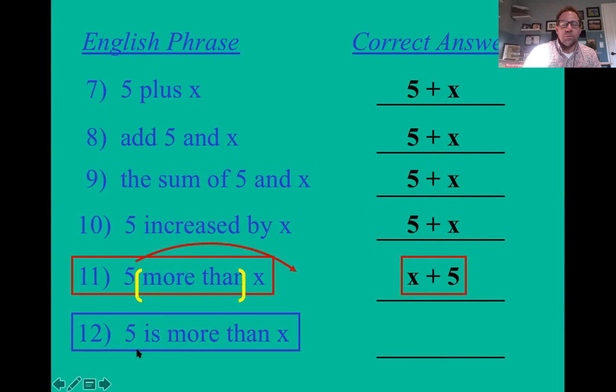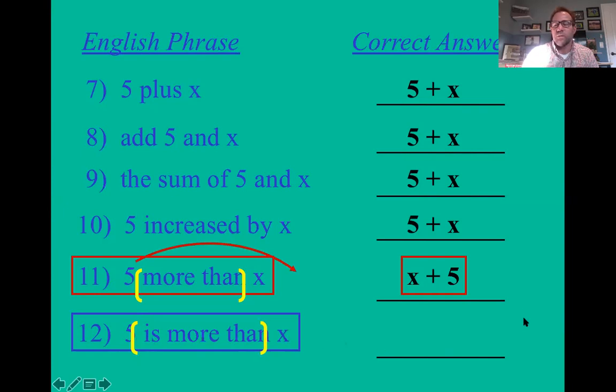What is the difference in the way number 12 is written compared to the way number 11 is written? There's one word difference. That's correct. It's this word "is." So when you see "is more than," when you see that combination, now it means something even different. So "is more than" is saying the amount 5 is more than this amount.